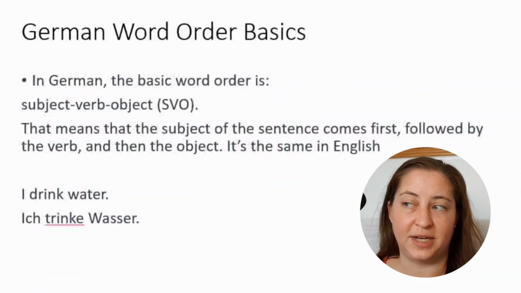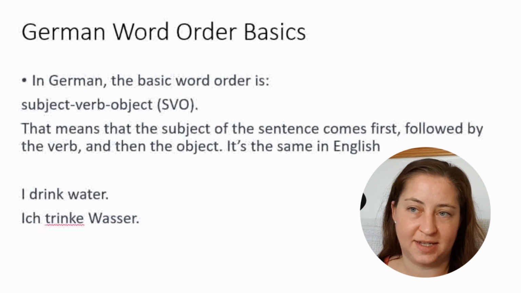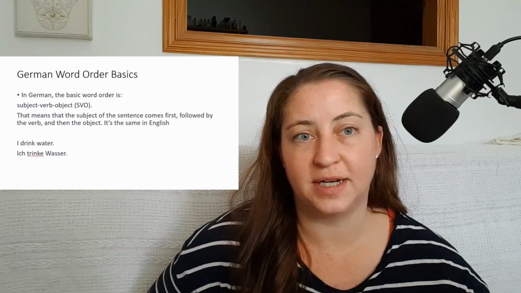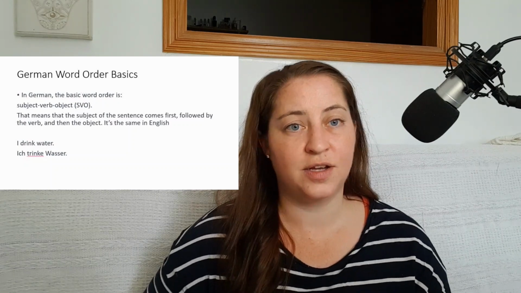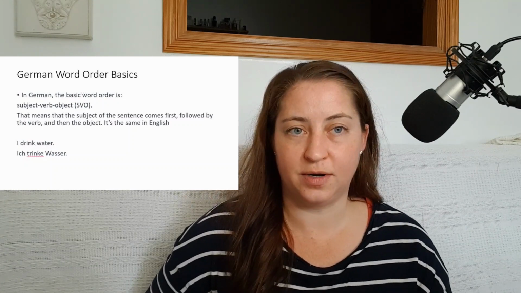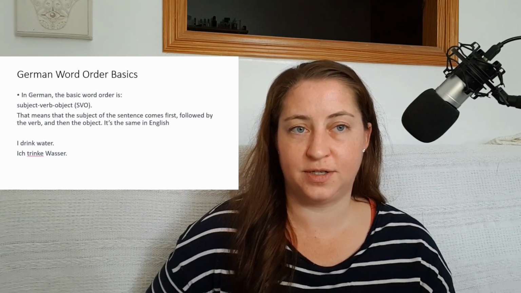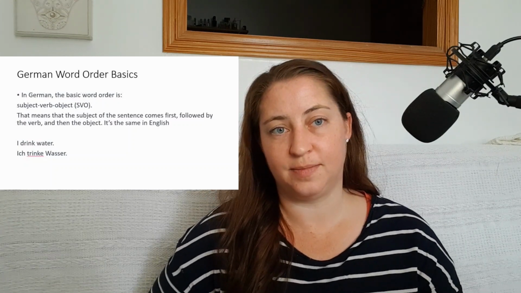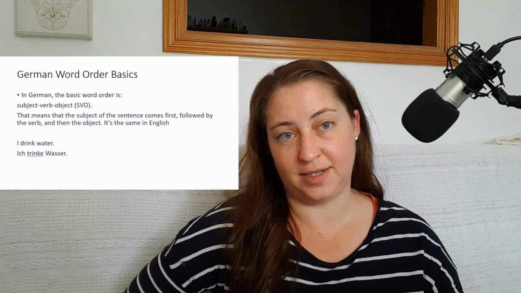So here we have the German basic word order: subject, verb, object. That means that the subject of the sentence comes first, then you have the verb, and then you have your direct object. So for example, I drink water. I is the subject, drink is the verb, and water is the direct object. Ich trinke Wasser auf Deutsch. Ich, the subject, trinke, the verb, and Wasser, the direct object. So far, it's pretty easy.